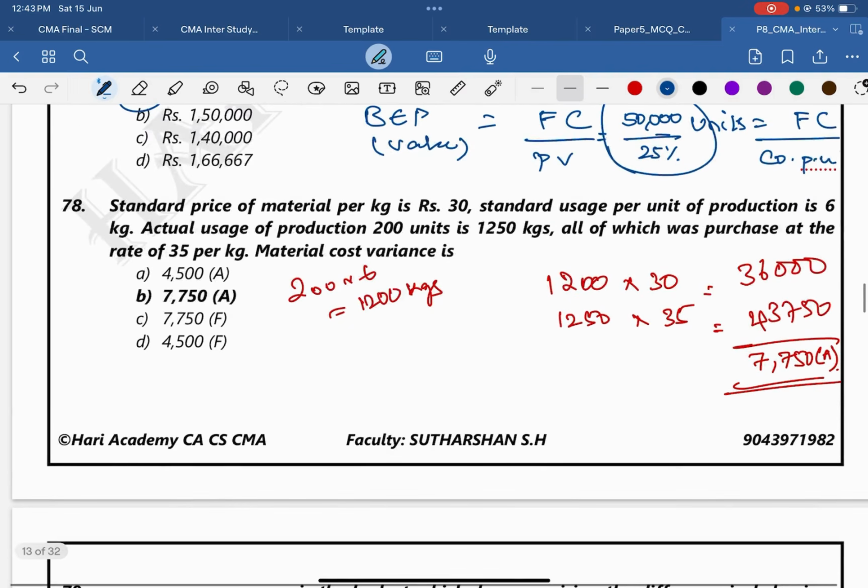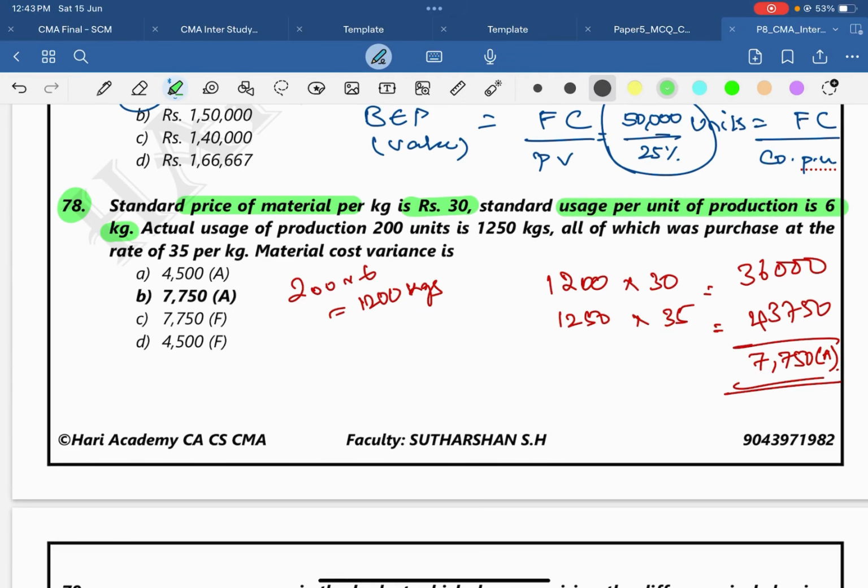Easier one. Question number 78. Interesting question, important question. Standard price of material per kg is rupees 30. Standard usage per unit is 6 kg. Actual production is 200 units. You need to compute the value for 200 units. So it will be 200 into 6 kg, which becomes 1200 kgs. Out of 1200 kgs is the standard input needed, but the actual input is 1250 kg.